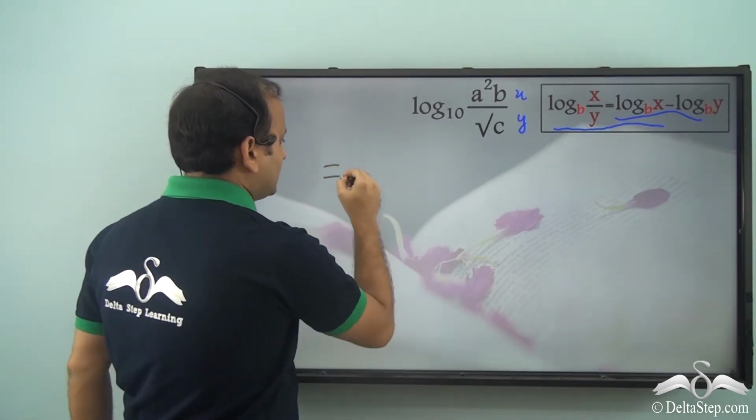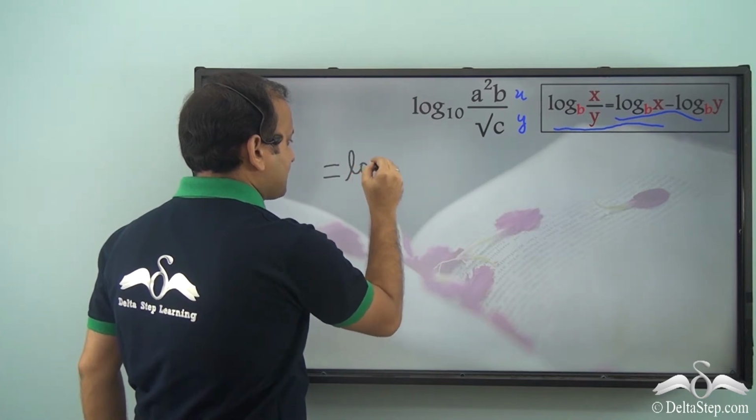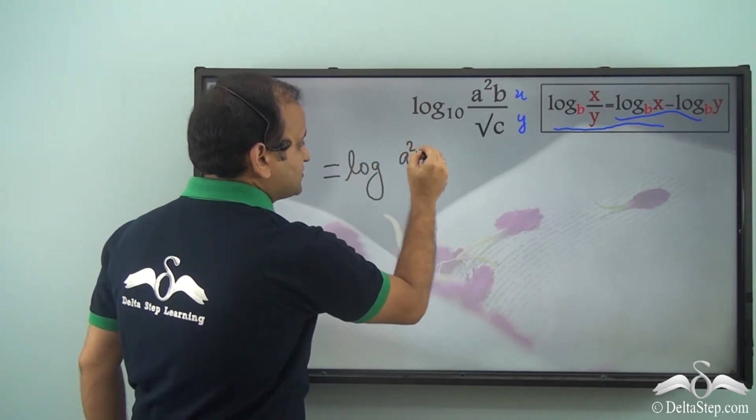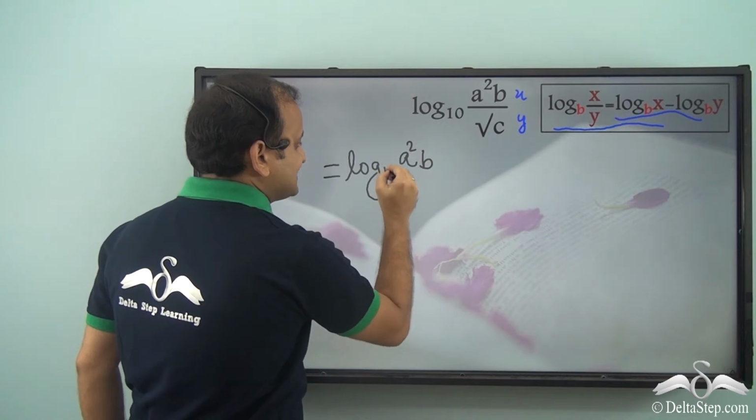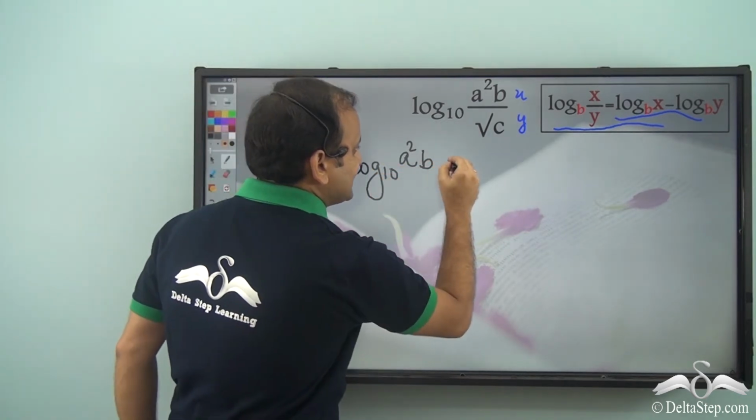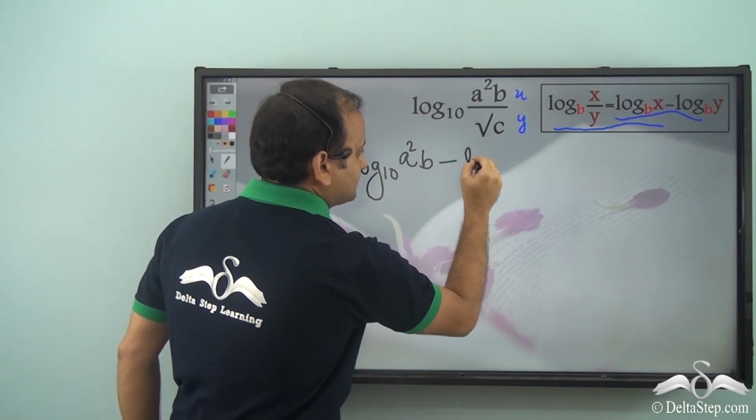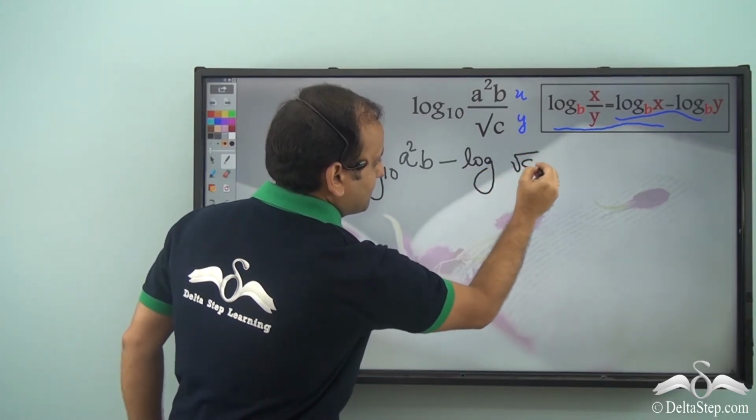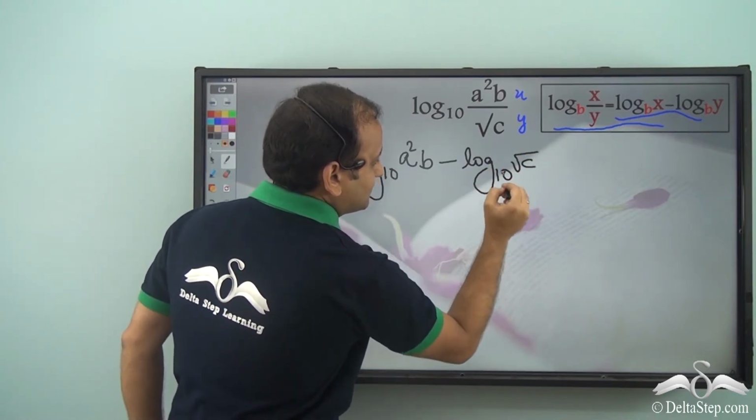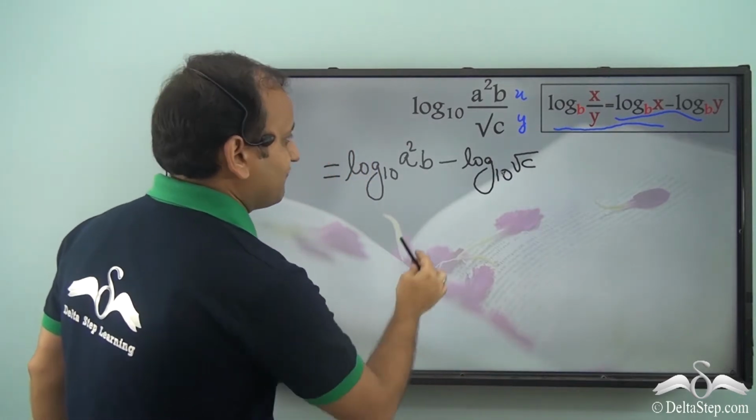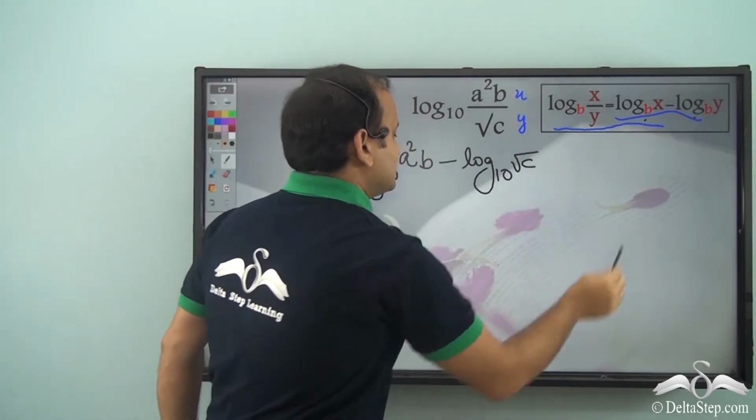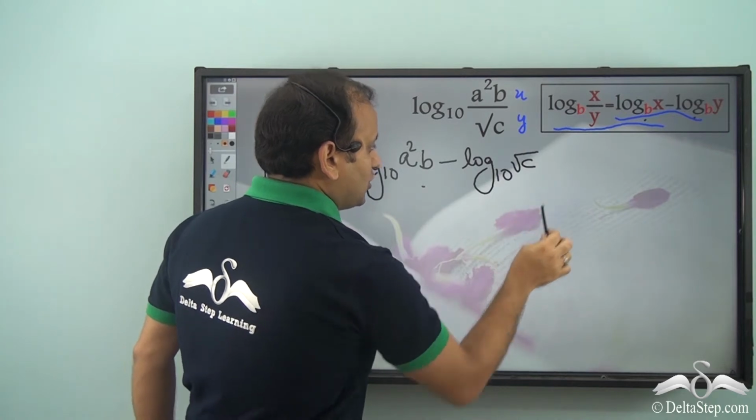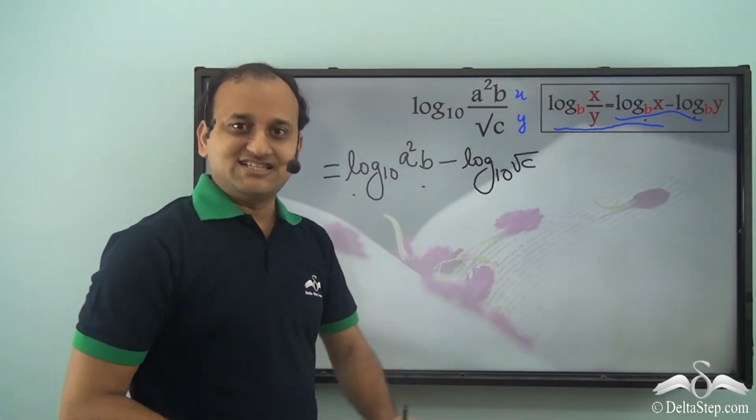So if we write this in this particular form, we can write it as equal to log a square b, which is in the form of x to the base 10, minus log root c to the base 10, which is in the form of y. So we have this log x minus log y represented as log a square b minus log root c, and both are to the base 10.